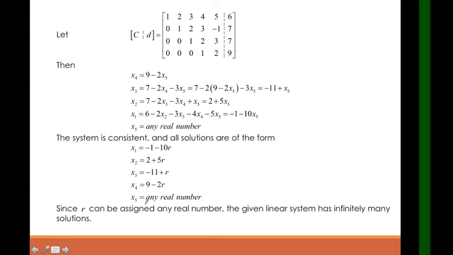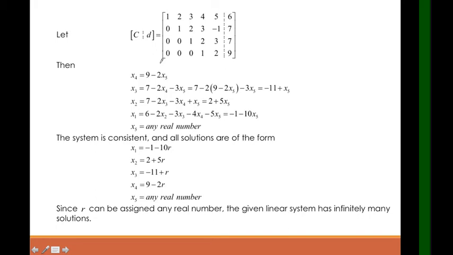Because if there's a value for x sub 5, ipapalitan lang natin yung x sub 5 dito para makuha din natin yung value ng x sub 1, 2, 3, 4. So, any real number ang gagamitin natin. Kasi, we can have 1 as the value of x sub 5, 2, 3, 4. Tapos ipapalitan lang natin dito yun. Diba? So, therefore, it has an infinite solution. Doesn't have a unique solution. Okay?